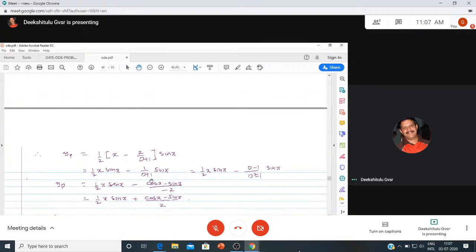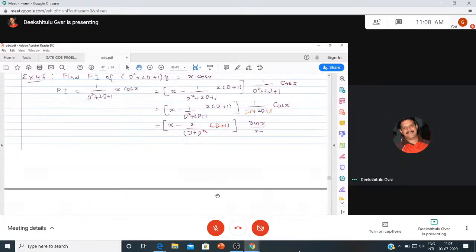So whenever you have D term in the denominator and operate on sin x or cos x, what I do, the simplest thing is multiply and divide by D minus 1. So 1 by 2 x sin x, minus 2 (D minus 1) by (D square minus 1) sin x. D of sin x is cos x, minus 1 sin x. The denominator, what happens? D square minus 1. Replace D square by minus 1, so it becomes minus 2. So the answer is 1 by 2 x sin x. If you take minus of minus plus, cos x minus sin x by 2.